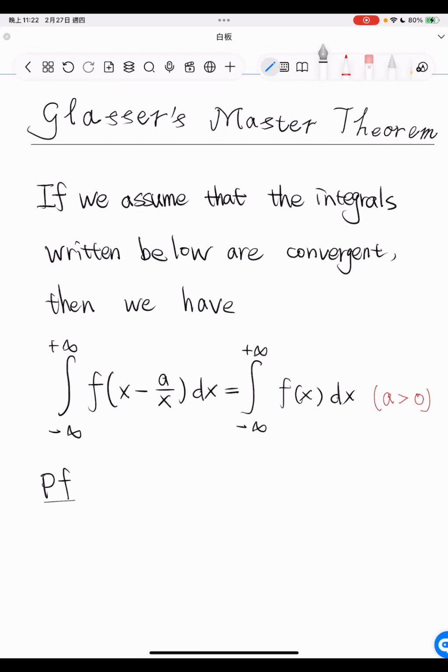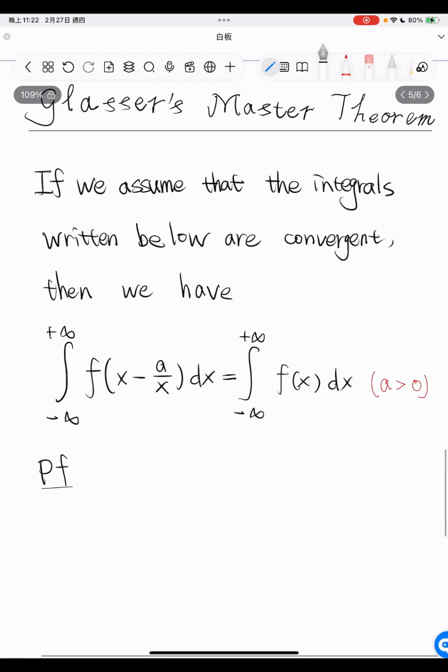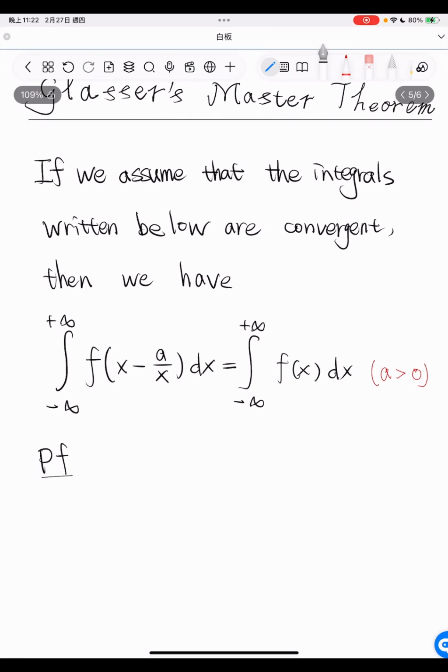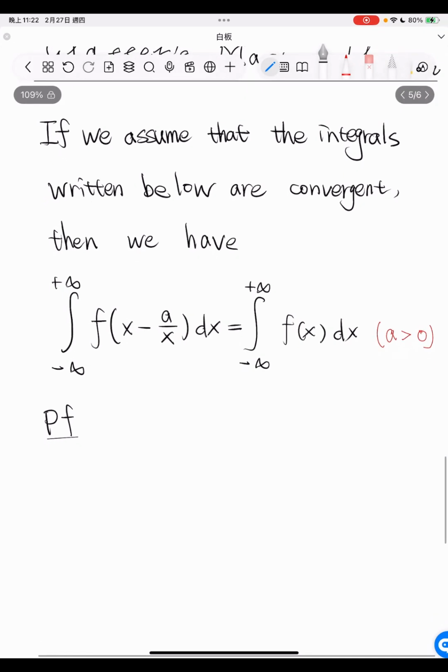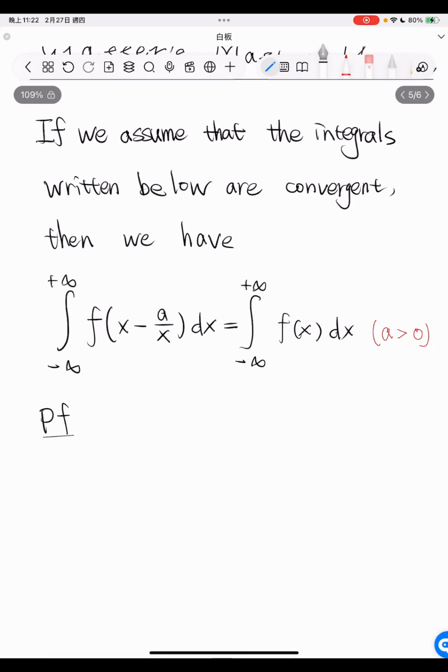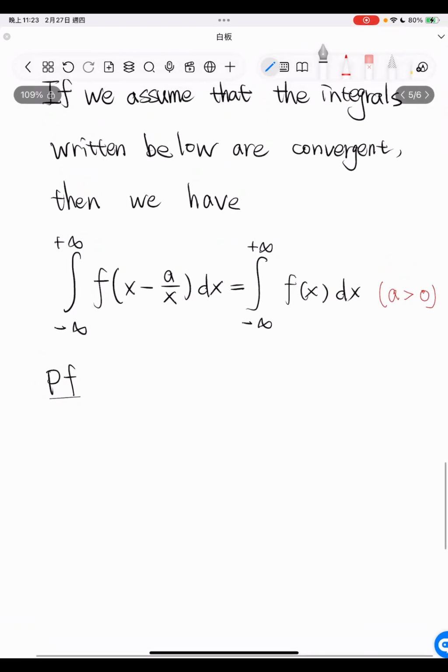So the theorem states the following. If we assume that the integrals written below are convergent, then we have the integral from minus infinity to infinity of f of (x minus a over x) dx is equal to the integral from minus infinity to infinity of f(x) dx, where a is a positive number.